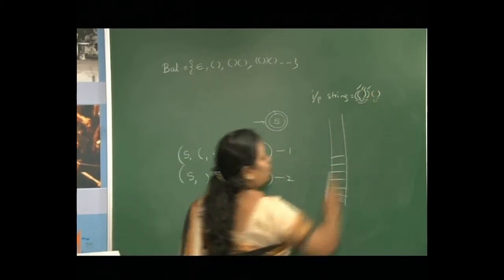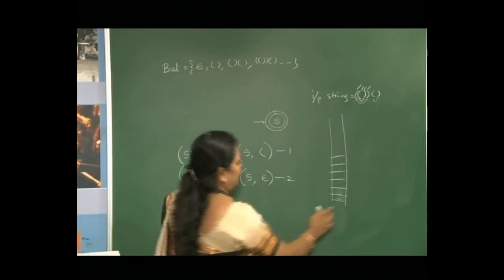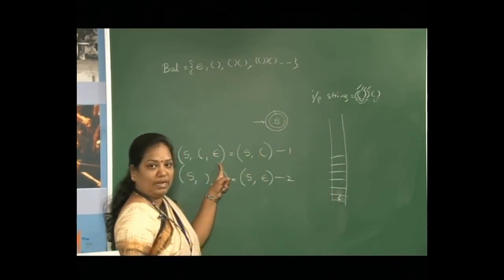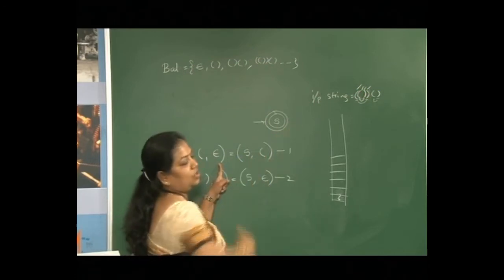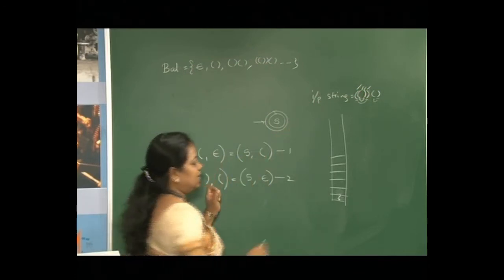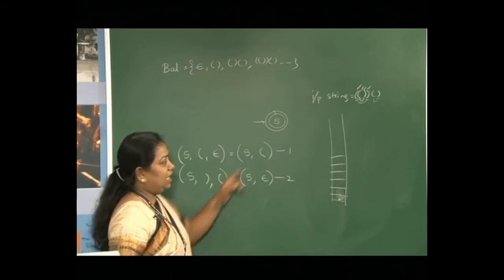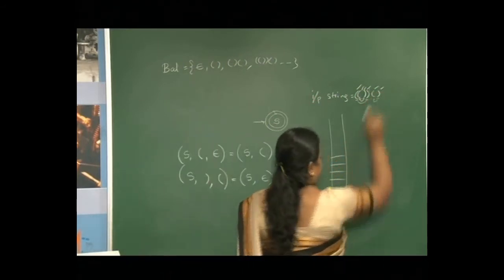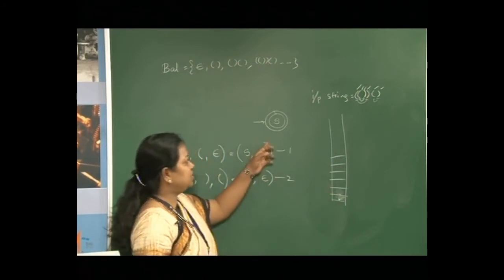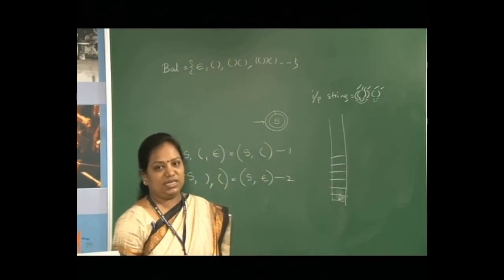Next I come across an opening parenthesis. By applying rule 1, push the opening parenthesis onto the stack. Next, when I come across a closing parenthesis, pop the topmost element of the stack. Input is consumed, stack is empty. If you have reached the final state, then the string is accepted.